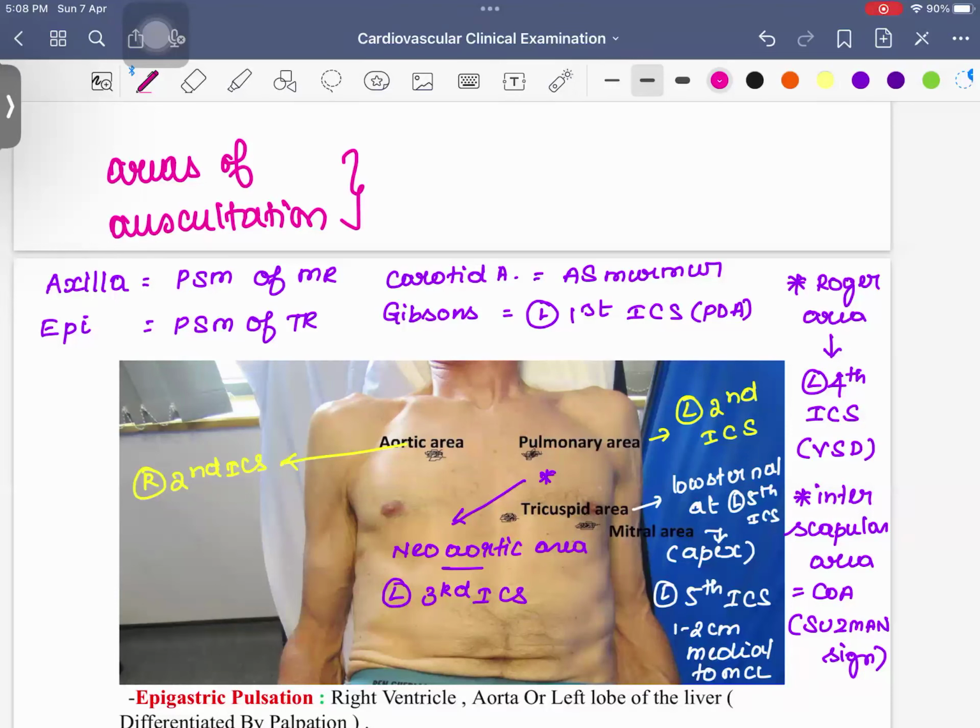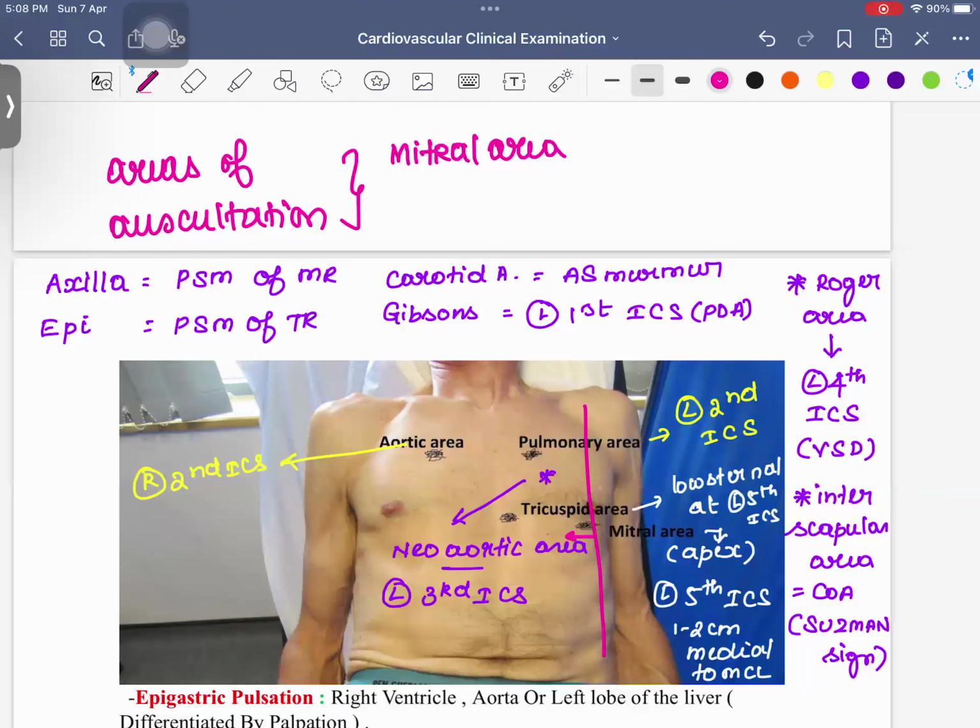we first have the mitral area, which is also called the apical area. If you see this picture, you can clearly see this is the mitral area, which is the apical area, the apex, which is the left fifth intercostal space, 1 to 2 centimeter medial to the mid clavicular line. That is called your mitral area.